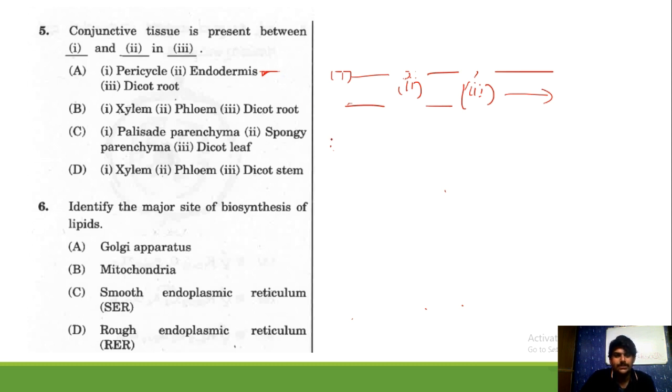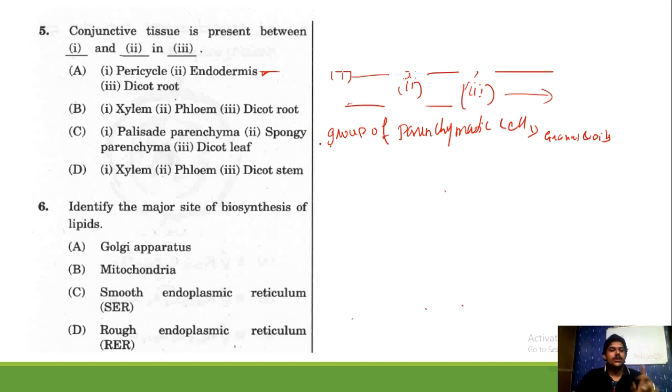What is conjunctive tissue? Conjunctive tissues are a group of parenchymatic cells, which store mainly granules and oils. Okay, then let's see the options. The first answer is wrong. Then let's see option B.